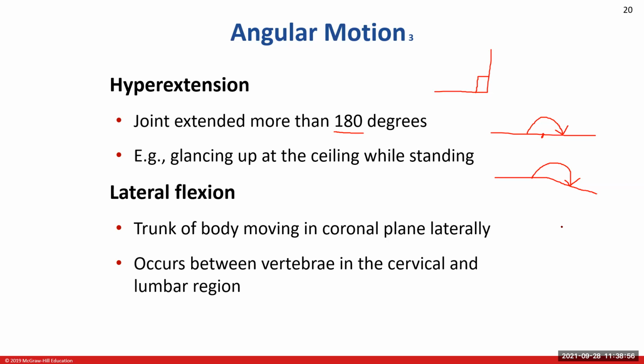Then we have lateral flexion. Lateral flexion is when we're going to move through the coronal plane. What's the coronal plane? The coronal plane, going back to chapter 1, is the plane that divides your body into anterior and posterior sections. So with lateral flexion, we're going to move through that coronal plane, laterally.